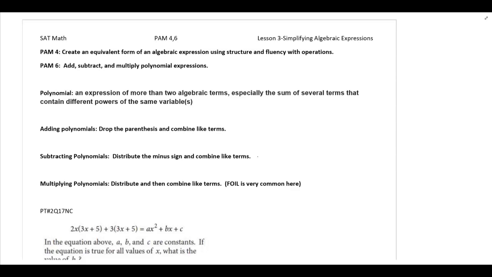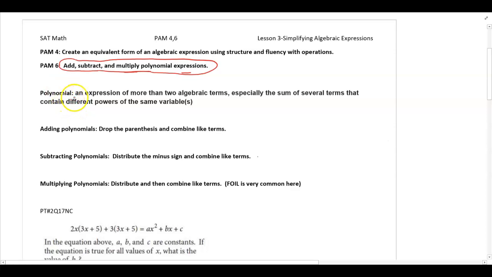Okay, SAT Math Lesson 3 for Passport to Advanced Mathematics is all about simplifying algebraic expressions, with standards 4 and 6. There's going to be a high emphasis on adding, subtracting, and multiplying polynomial expressions, and then simplifying. First, let's talk about some key definitions.